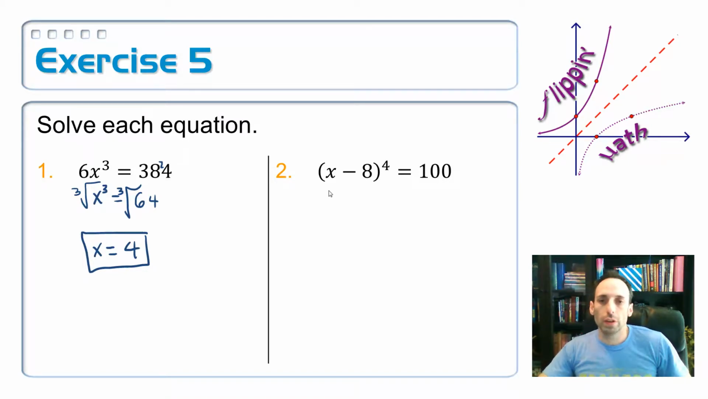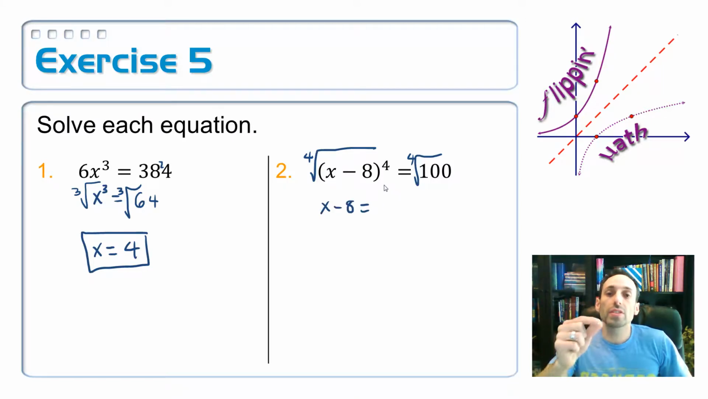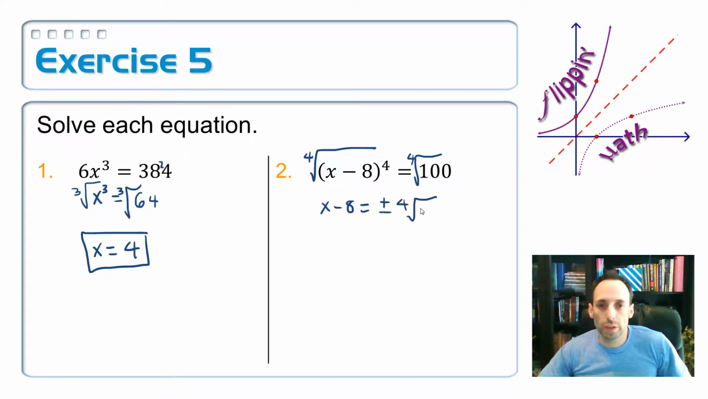Okay, over here on number 2, I would just treat this as something raised to the 4th power, and I deal with the 8 at the end, the minus 8 that's in there. So I need to take the 4th root of both sides, 4th root, and I would have on the left-hand side x minus 8 is equal to, now since this is a 4th root, which is even, I should have plus or minus 4th root of 100.